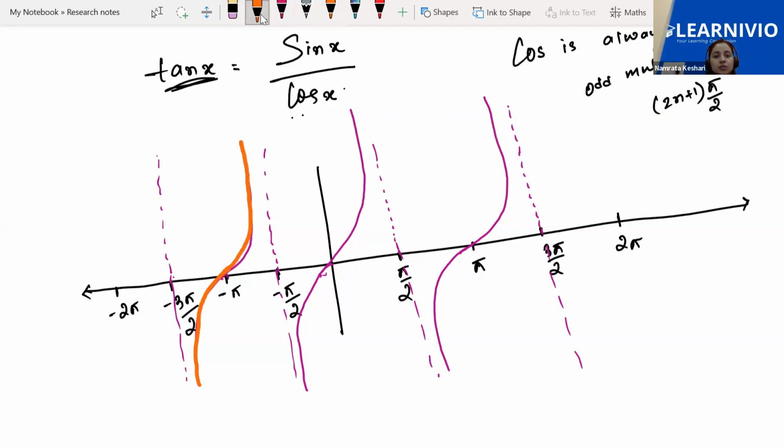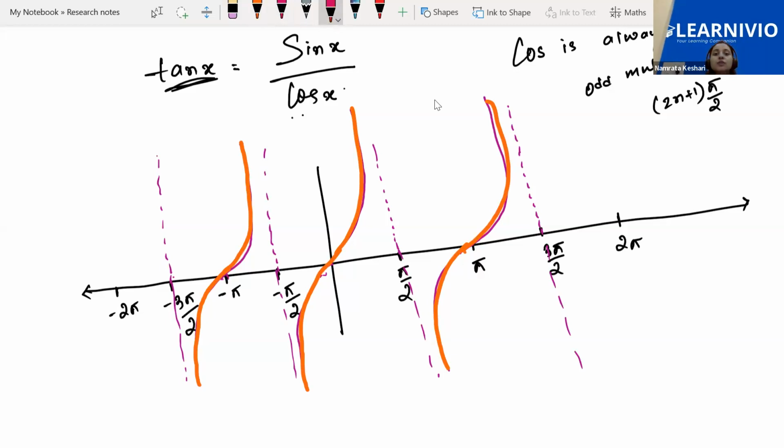This is how the graph will be. This is an increasing function. Here also one cycle's length will keep on continuing like this. This will just keep on going and keep on going.